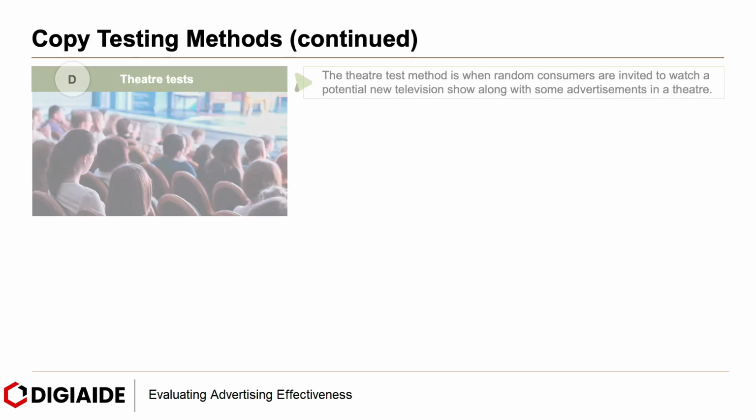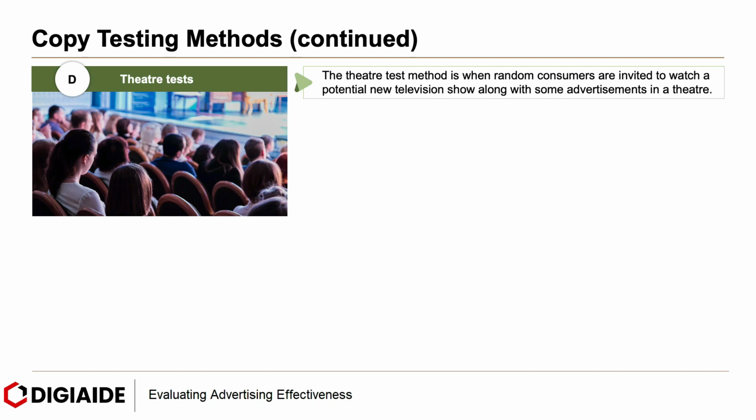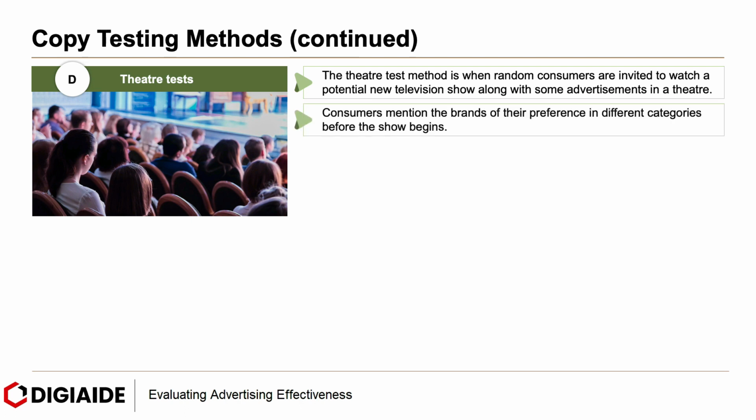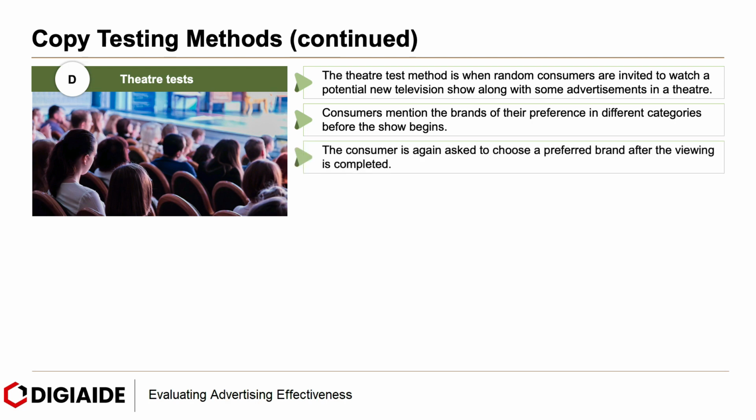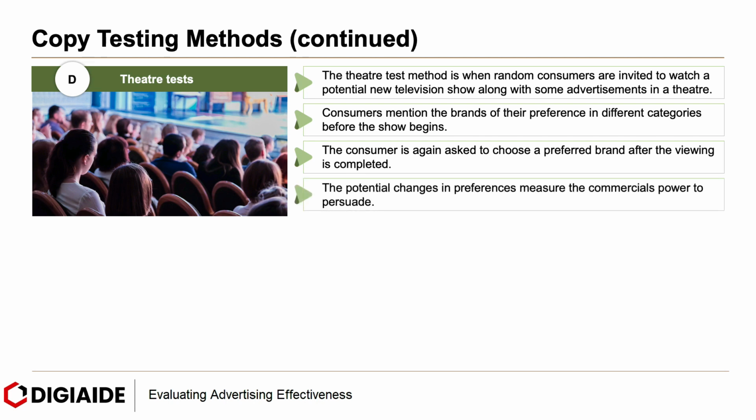Next, theatre test. The theatre test method is when random consumers are invited to watch a potential new television show along with some advertisements in a theatre. Consumers mention the brands of their preference in different categories before the show begins. The consumer is again asked to choose a preferred brand after viewing is completed. The potential changes in preferences measure the commercial's power to persuade.